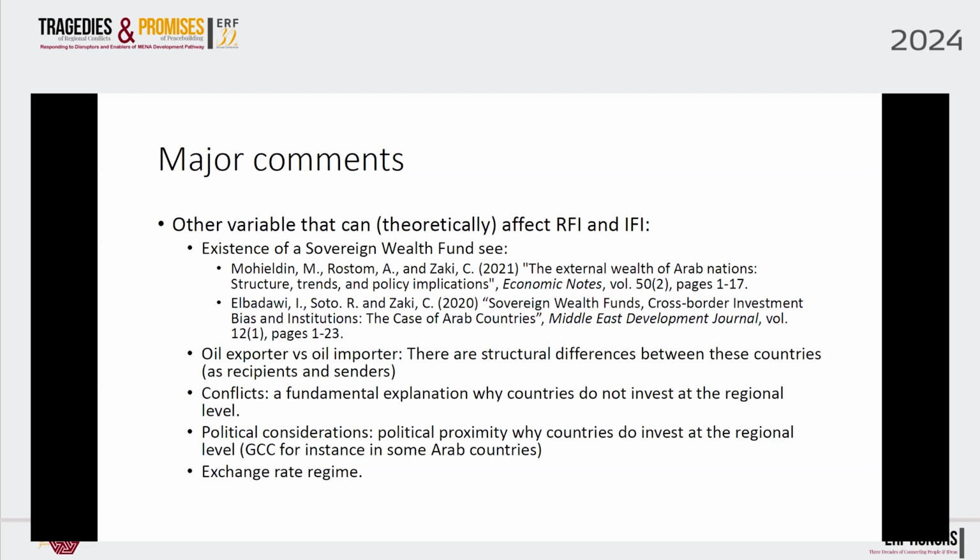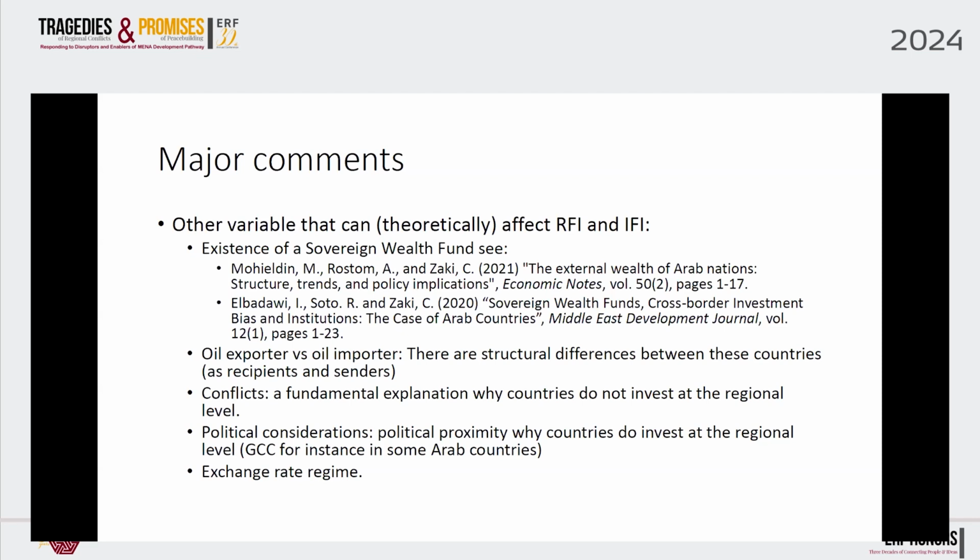Fourth, the exchange rate regime, in the sense of to what extent the exchange rate regime of a country matters. We know, for instance, that in the case of Egypt, which had a managed exchange rate, it was not attractive for foreign investors. But once it started to change its exchange rate regime, some investors started to invest in the country. So controlling for the exchange rate regime is fundamental also.